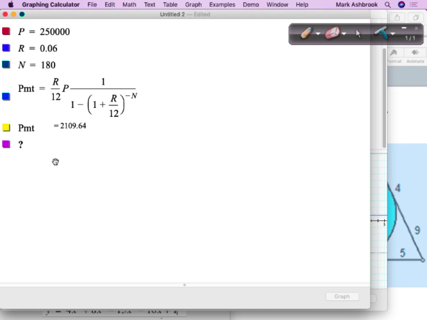So now, how can I do the next line in the table? What's in the second line? What's P? 480,000. Okay. And then what's R in the second line? 0.0625. And capital N. So watch.